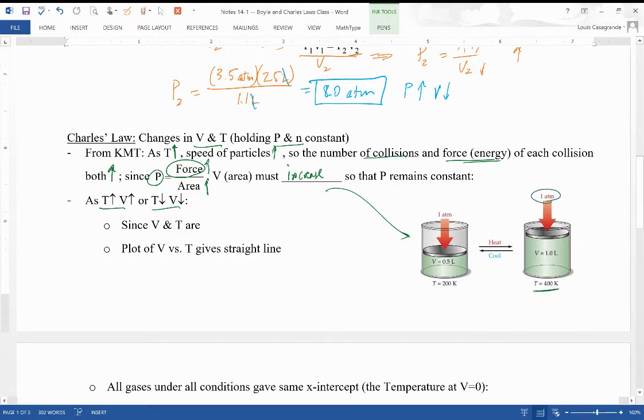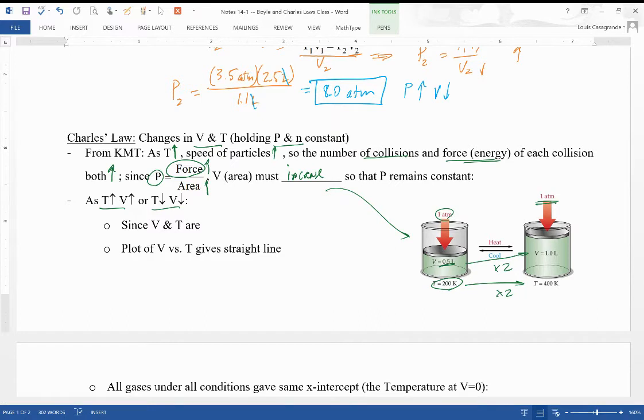As you can see over here, let's say we start at 1 atmosphere and 200 Kelvin. And you'll see why we're using Kelvin in a little bit. If we double the temperature, to keep the pressure constant we're going to go from 0.5 liters up to 1 liter. And so both of those go up by a factor of 2.